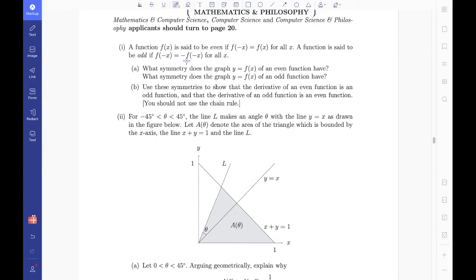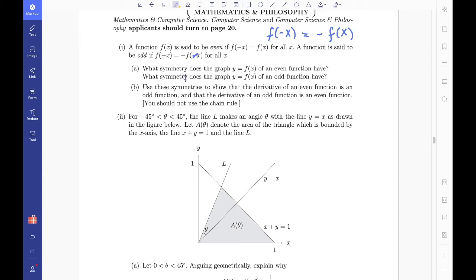Yeah, I think there's an error here. The way that I usually write the odd function is f of minus x equals minus f of x. So that's not quite right here. You need to get rid of this minus sign. That's not right. So that's just a small typo.